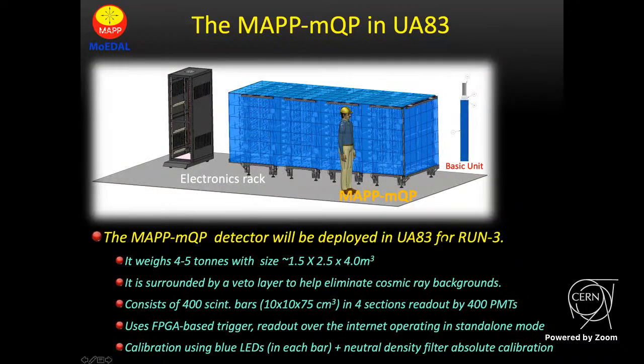This is what it looks like. It's about 4 tons, about 4 meters times 1.5 meters times 2.5 meters. It's protected by a veto layer to reduce cosmic ray backgrounds. It consists of some 400 scintillator bars. It's got a software-type FPGA-based trigger, and it's calibrated using blue LEDs and neutral density filters to enable us to actually simulate the effect of minimally charged particles or milli-charged particles.